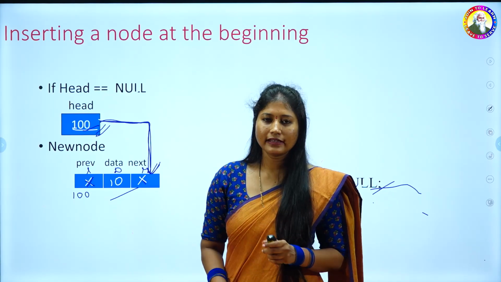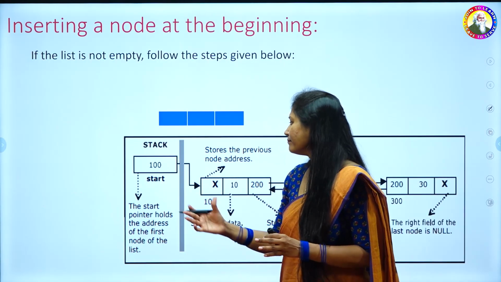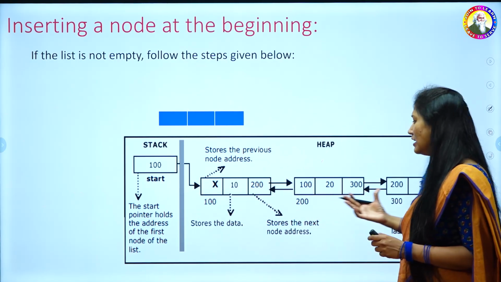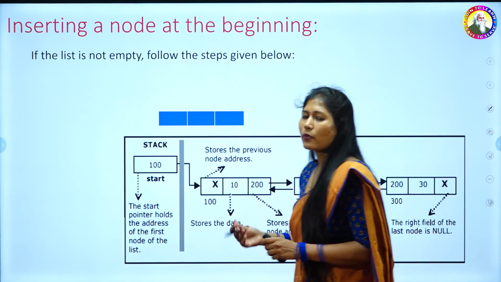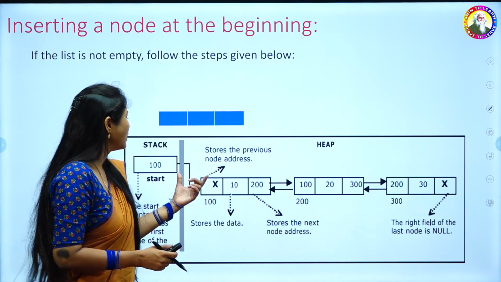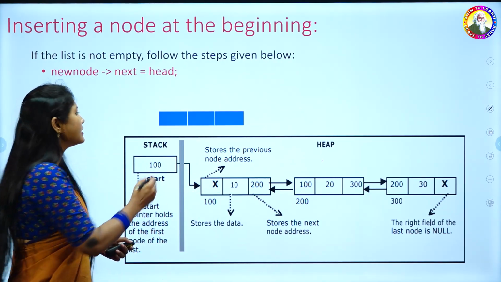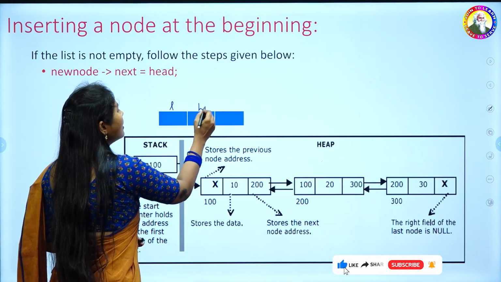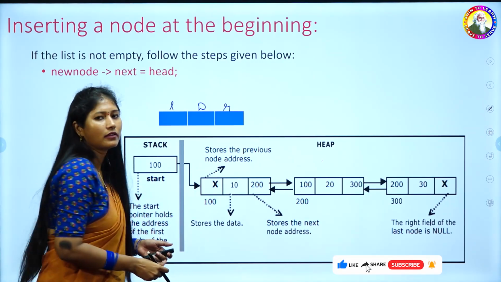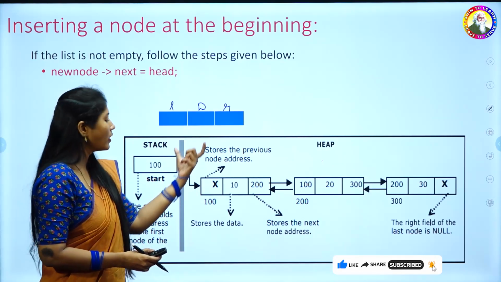No, already I have some elements in a double linked list. Now I want to create a node at the beginning, that is the left link, data, and the right link. I need to insert this node at the beginning.